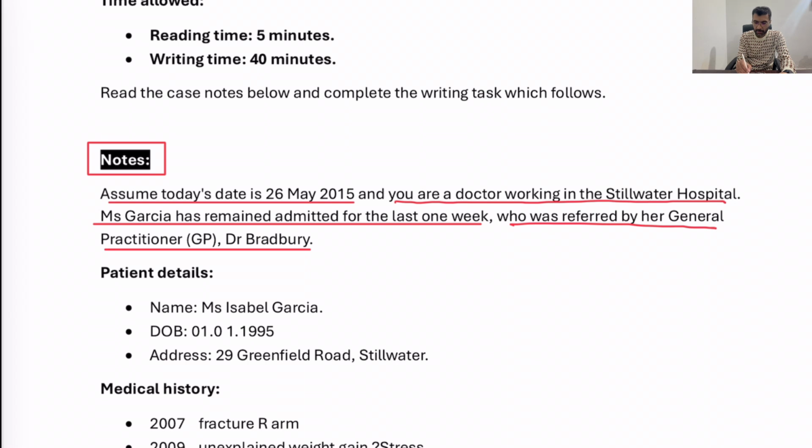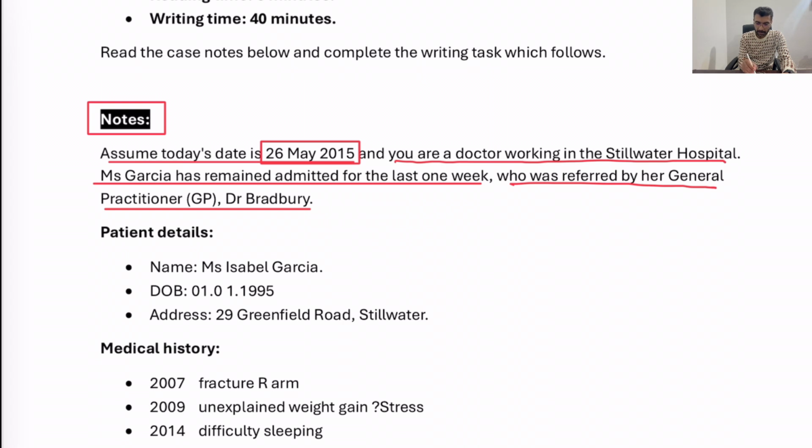Of course today's date is important, so I will encircle it. Then in patient details, the patient name is important. Name is Isabel Garcia. Date of birth 1/1/1995. Address 29 Greenfield, Stillwater. The address is not important here actually, so I will cross it.